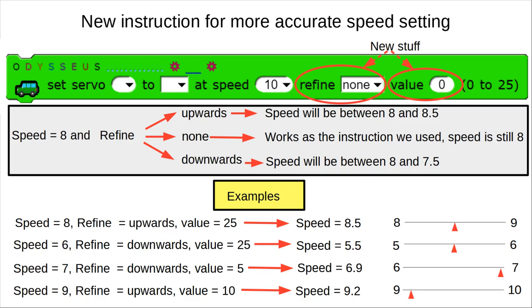The command we used so far may not be accurate enough for this task. Instead, we can use the command shown here. If parameter refine is set to none, the command is identical to the one we already used, that is, parameters refine and value are not used at all. If parameter refine is set to upwards or downwards, we can achieve speeds like 8.1 or 6.8. See the examples to obtain a clear understanding of the new command.